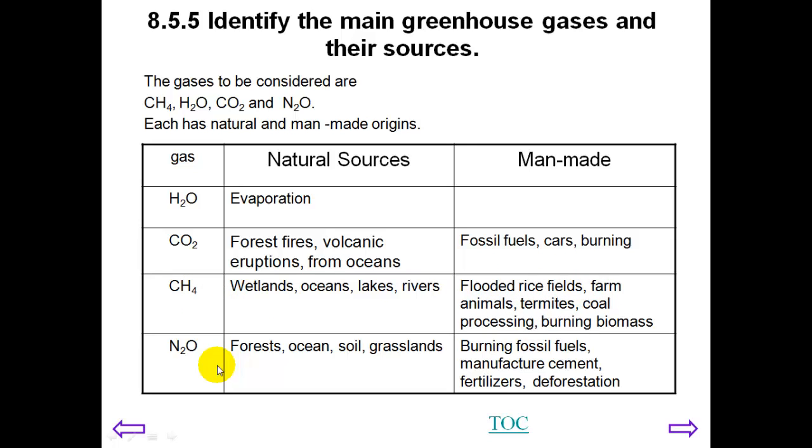N2O, that comes from forests, oceans, soils and grasslands, naturally. But also man makes this by burning fossil fuels, manufacturing of cement, fertilizers and deforestation.